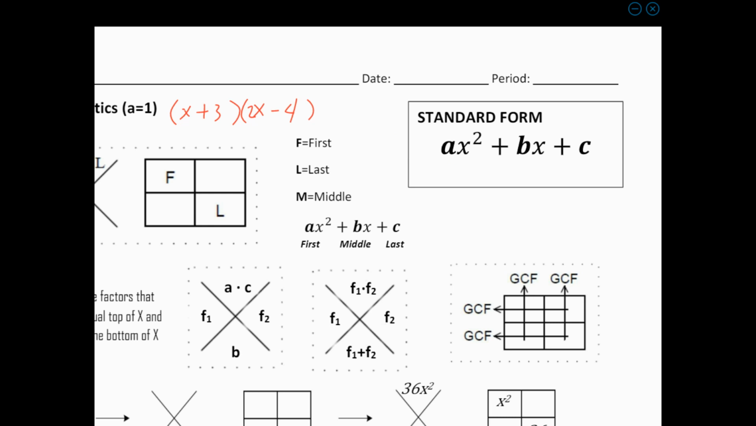So you need to know when I'm talking about A, I'm talking about the number in front of the x squared. When I'm talking about B, I'm talking about the number in front of the x. And then the C is the constant that's out there on the end.